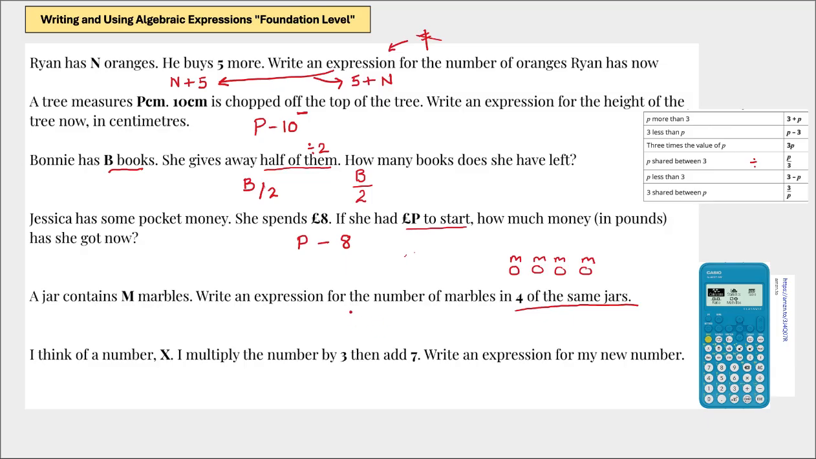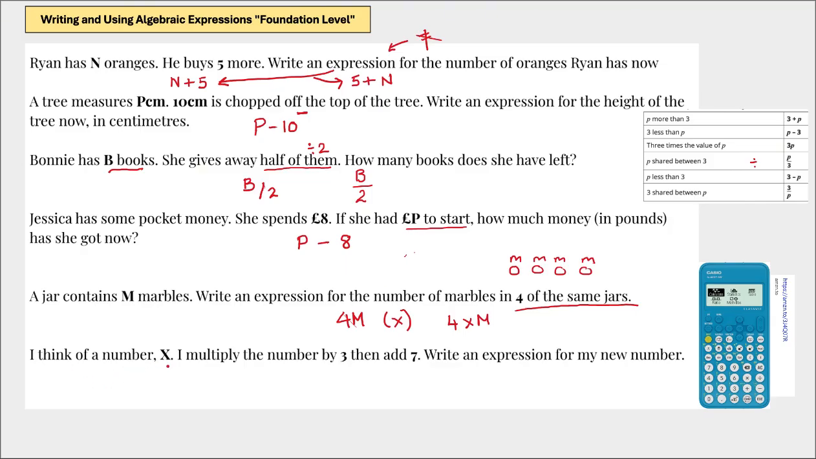So making an expression is making it easier to solve. So we're going to put M, and we have 4 jars, so I'm going to put 4 there. Because remember, any number stuck to a letter means what? To multiply. So all you're saying is 4 times M. That's saying there's 4 lots of marbles in the jars. Okay? So the answer's 4M. Because you can simplify it, it looks like that.